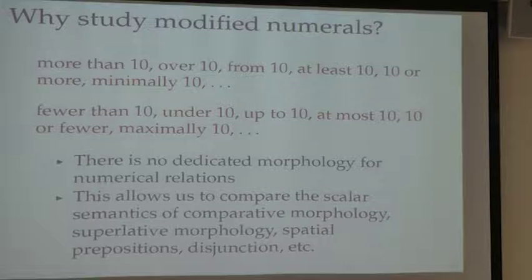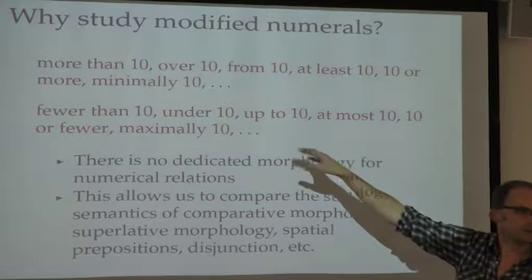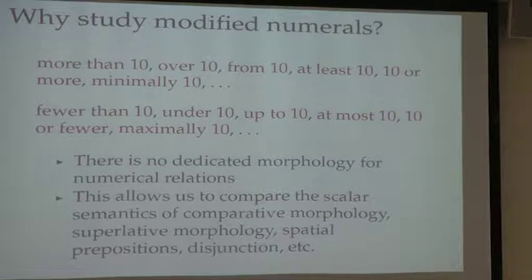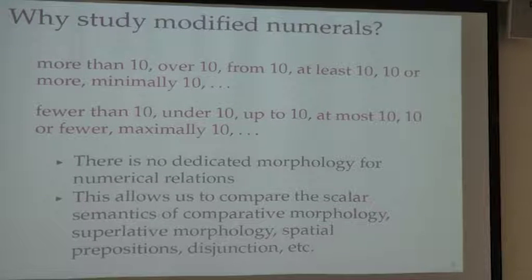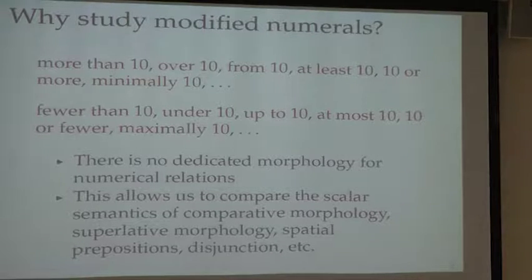Now, the idea is that if you have modified numerals, you can use modified numerals now to really study what happens when you use lexical material from other domains in this very narrow domain of numerals, right? So what happens? We know a lot about comparatives. What happens if you take comparative morphology and the meaning of comparative morphology and suddenly start using it with numbers? Yeah, and the same with the superlative, the same with prepositions, etc.